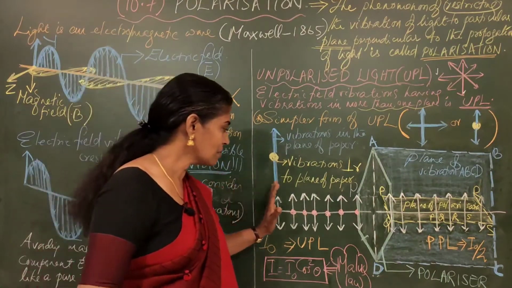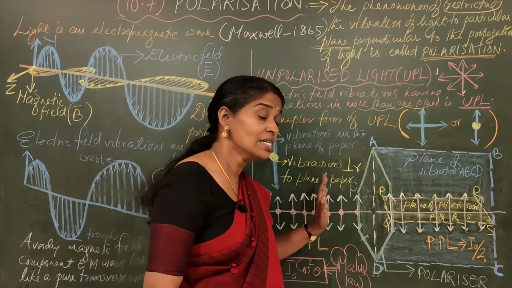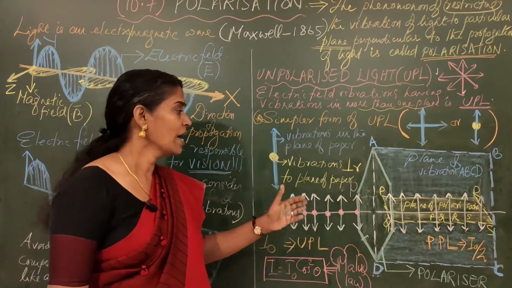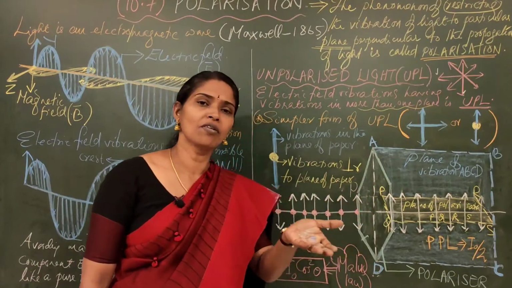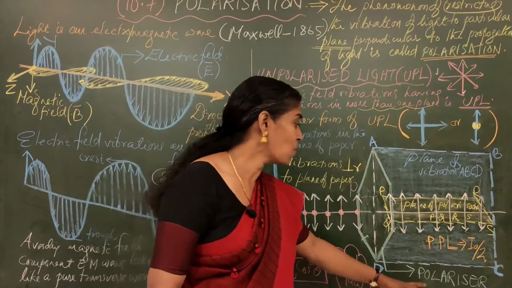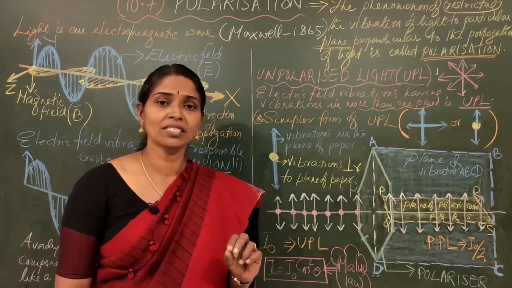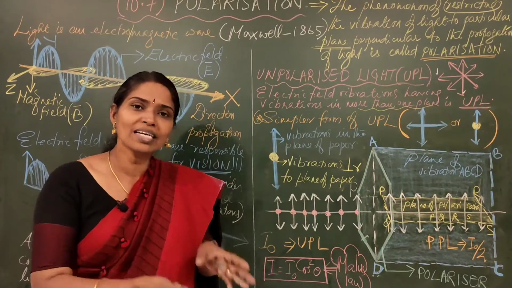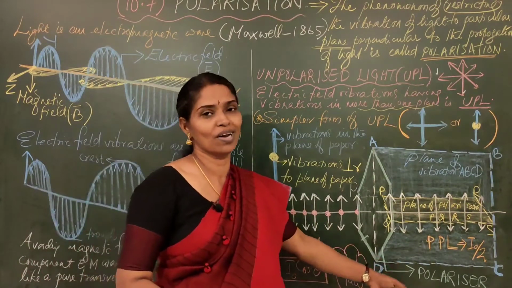Now such a light is passed through a tourmaline crystal, or a crystal which is capable of producing polarized light. That is known as a polarizer. Polarizer means an instrument or a material which can polarize light. So the term is polarizer.